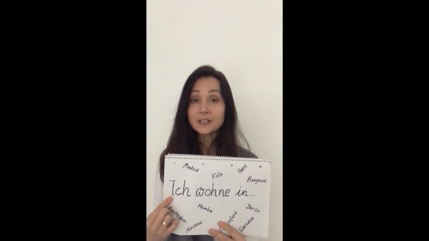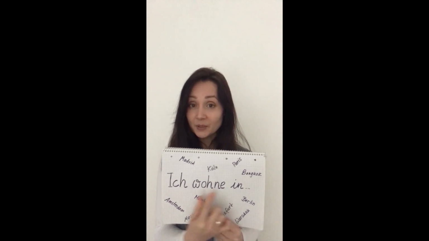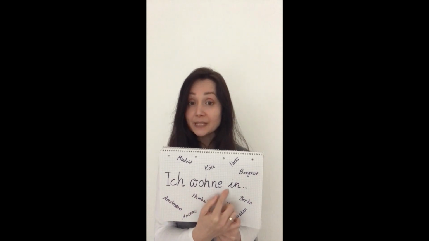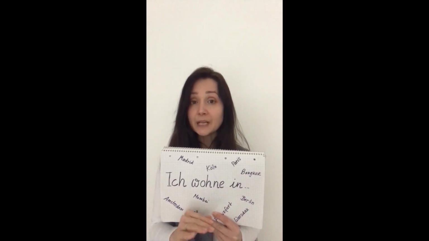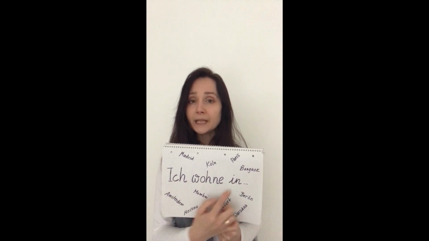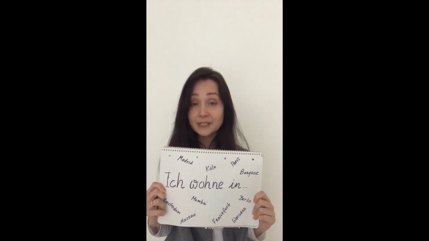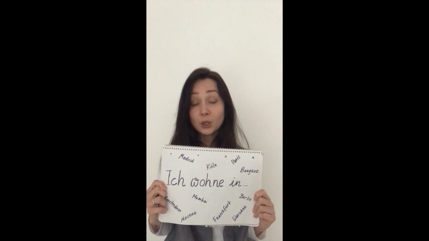Now, how do we say I live in, for example, Berlin? We would say ich wohne, only the E at the end because it's the I. Ich wohne in. In is the same as in English. Ich wohne in Köln. Then you just put the city at the end of the sentence.